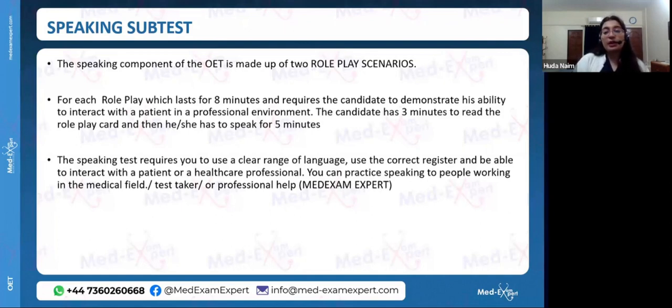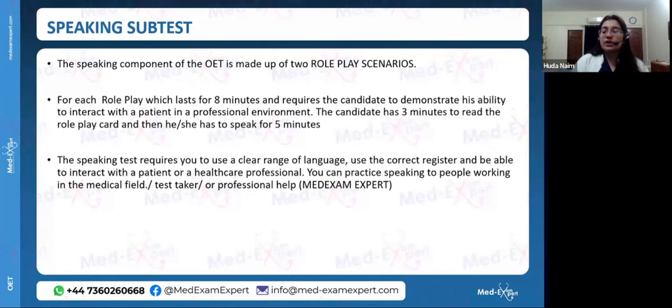You will be given 3 minutes to read your role play card, and then you have to speak on it for 5 minutes, and you will be recorded during that session. Your audio will be recorded, and then it would be marked later on. So you have to speak in a very professional manner, the way you would be speaking to a patient, very professional, very sophisticated. You have to remain empathetic, but not overly sweet. So you have to remain professional. You have to remain just the way you speak to your patients in your normal hospital scenario. You have to speak in that way.